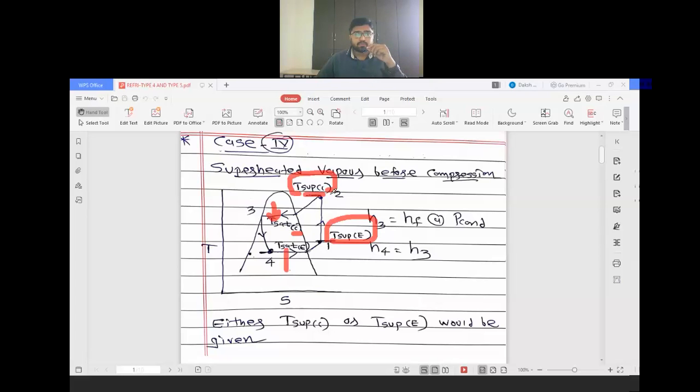Remember that. Now if all the temperatures are given, no problem. If all the temperatures are already given, there will be no problem. But if any of the temperatures is not given, our procedure will become lengthy. Clear? Let us assume these two temperatures would always be given. Clear? The only unknown temperature would be either T superheated evaporator or T superheated condenser.